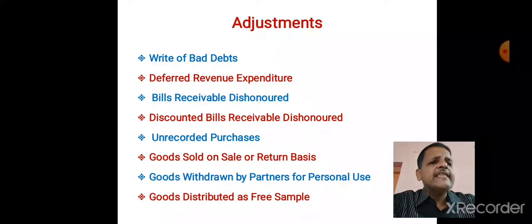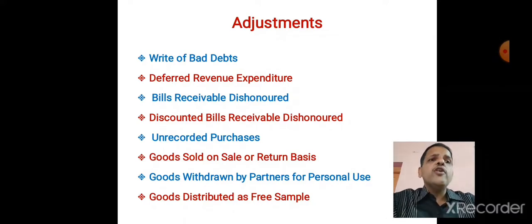Let us say example goods of rupees 20,000 distributed as free sample. What will happen? On trading credit we will record by goods distributed as free sample 20,000. On profit and loss account debit side we record to advertisement rupees 20,000. Instead of showing on trading account credit side, we can deduct that 20,000 amount from purchases as less goods distributed as free sample 20,000. This is the alternative effect.